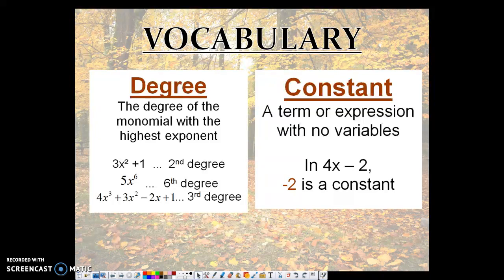The degree of a polynomial is whatever the highest exponent in that polynomial is. So here, the highest exponent is 2, so this is the second degree. Here, the highest exponent is 6, 6th degree. Here, the highest exponent is 3, 3rd degree. The constant of a term is the term with no variable. So 4x minus 2, that negative 2 is the constant because there's no letter, no variable by it.